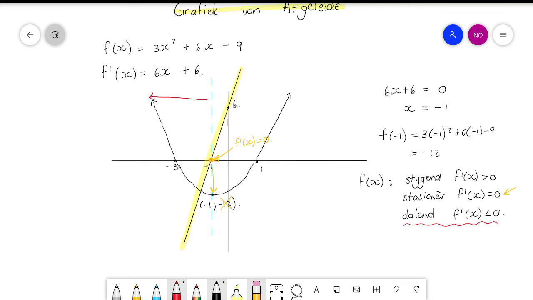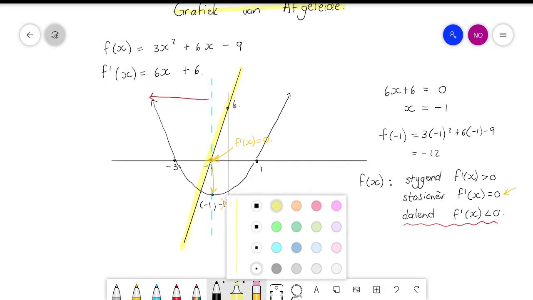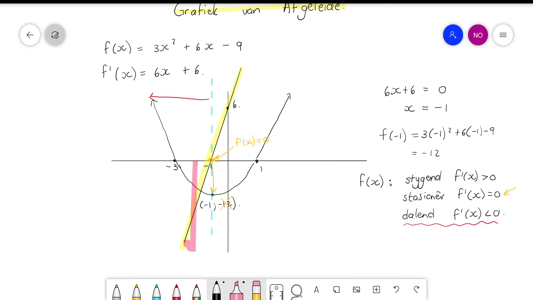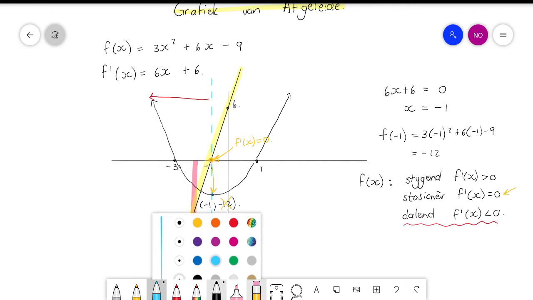Now we said for descending, it means that the first derivative must be negative. So if we look at that part of the graph, you see my straight line lies below the x-axis. In other words, my straight line has a negative y value. So it will be smaller than 0. And on the other side, we have the opposite happening.